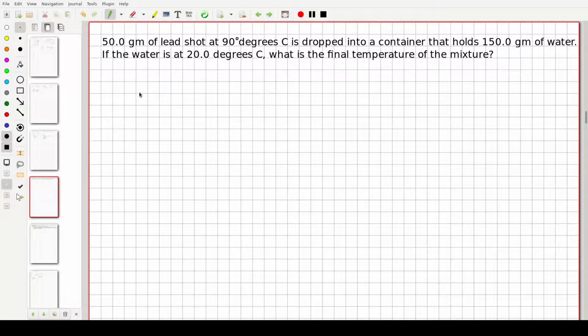Okay? Now, thankfully, the lowest possible temperature that I'm dealing with here is 20 degrees Celsius, and the highest possible temperature that I'm dealing with here is 90. So whatever final temperature I have is going to sit somewhere in between these two.